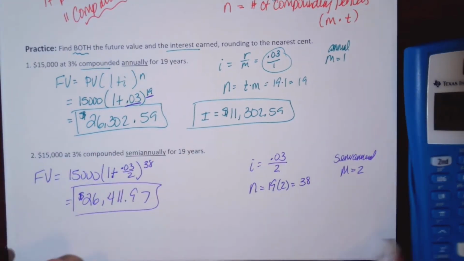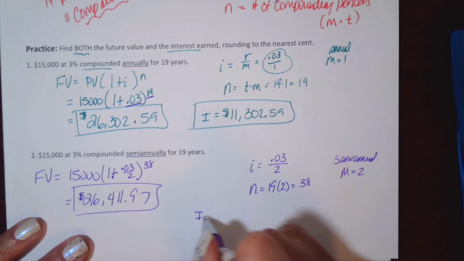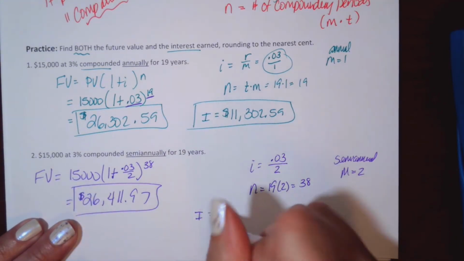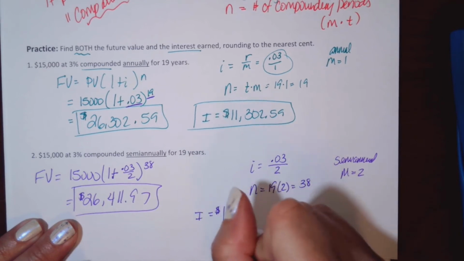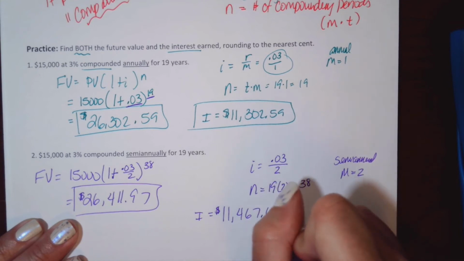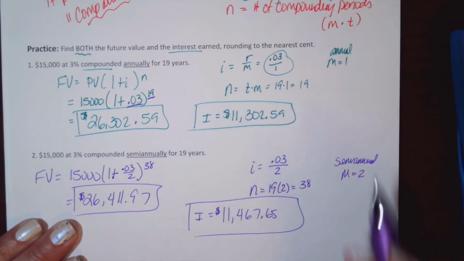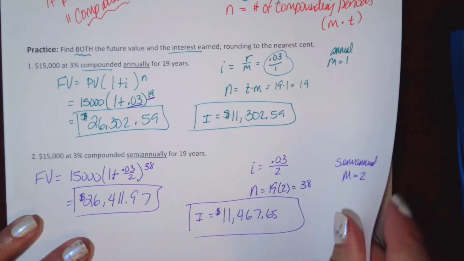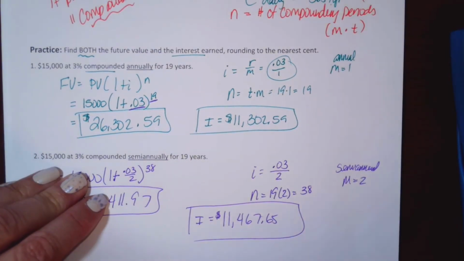So now I've got 26,411.97 is my future value. So what happened to the interest? Well, it went up a little bit, right? If I subtract out that 15,000, this time when it's compounded semi-annually, I earned $11,467.65 of interest. So my interest went up a little bit when it's compounded a little more frequently. Let's see what happens if that pattern continues.